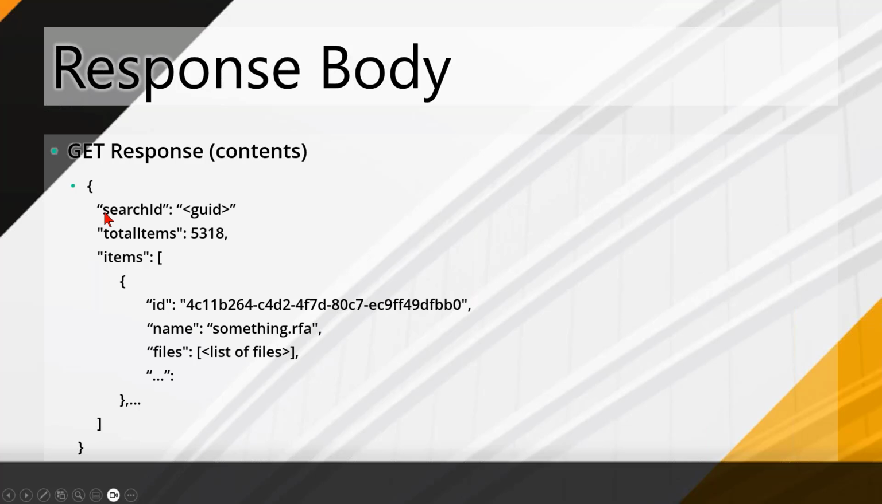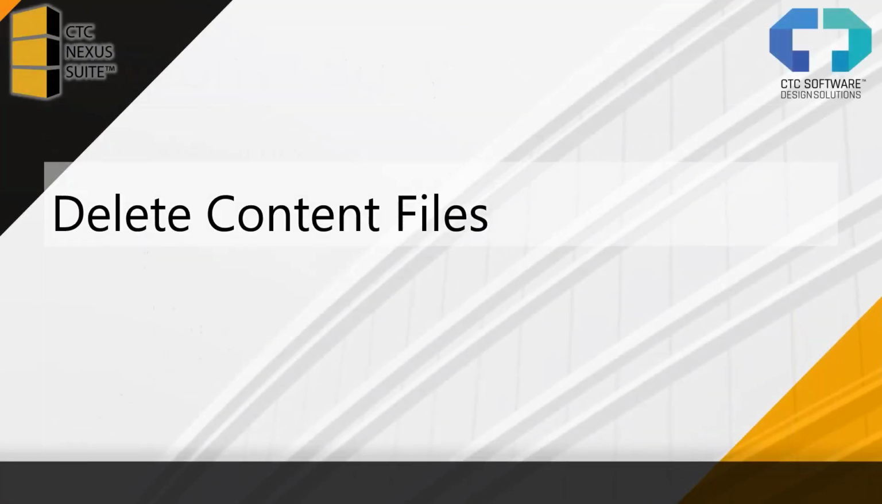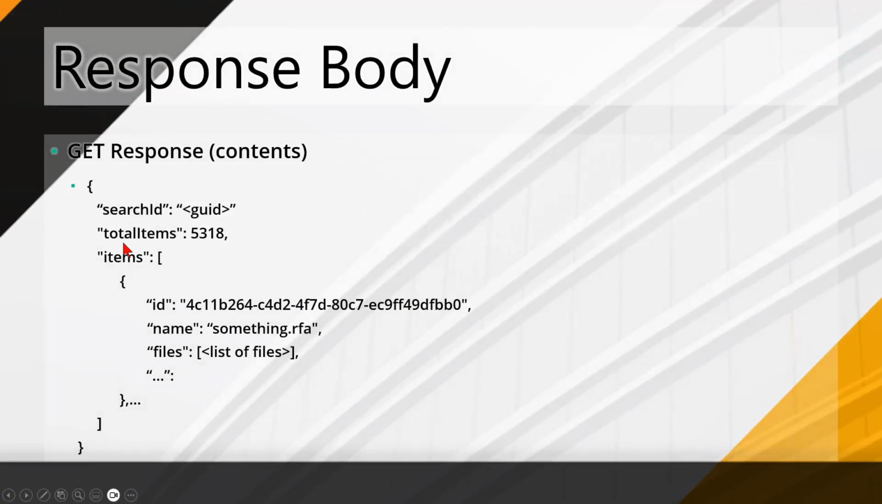And it's going to have a bunch of stuff. Again, search ID, it'll be a GUID. How many search items, actually it's supposed to be search items, not total items. I misspelled that or miswrote that. Then the item details, there's a bunch of other properties that show up here as well, right?